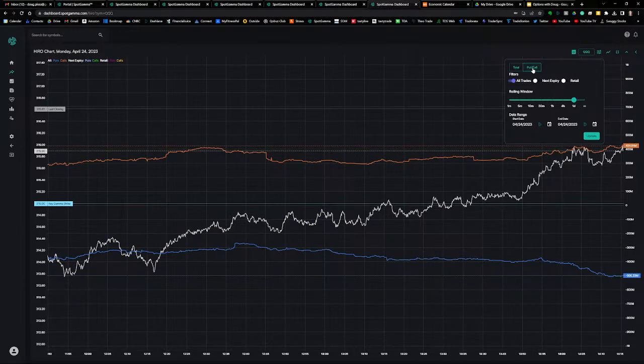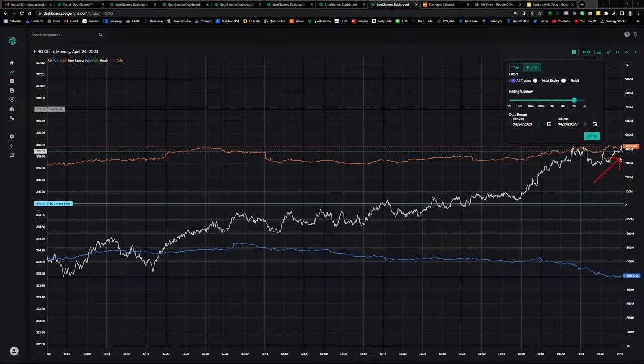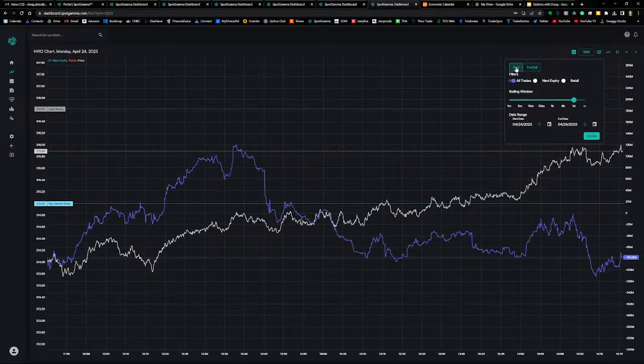So net today, and this is pretty typical of an index, traders are buying calls. That's a positive number, shown by the orange line, and they're also buying puts, shown by that negative number there. And net, the total is negative.